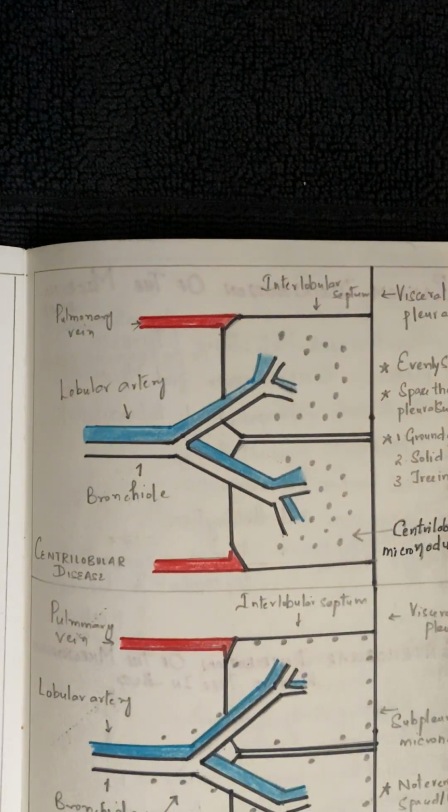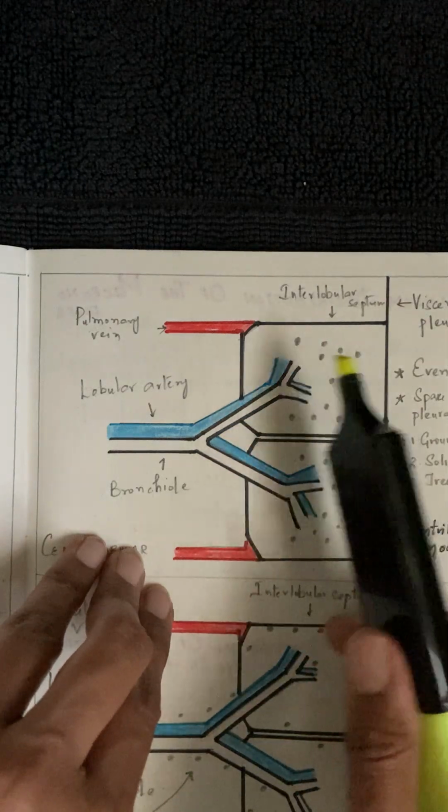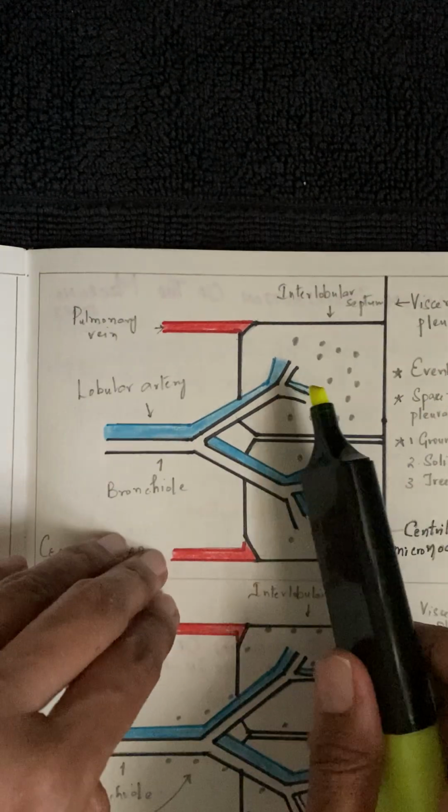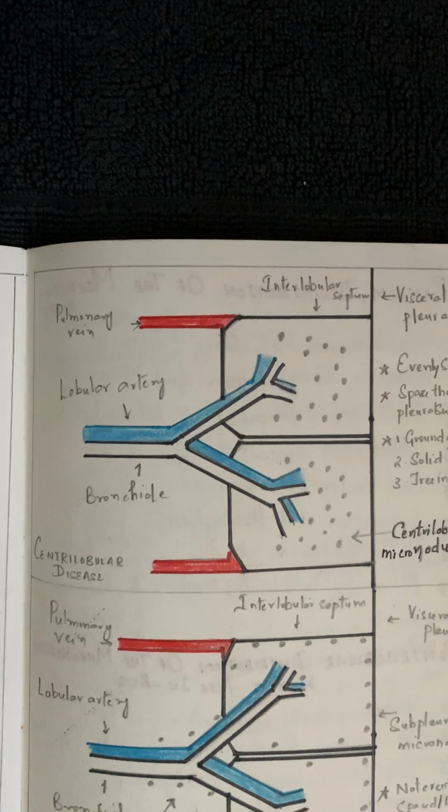and we have three patterns. They can present as a solid nodule, ground glass, or tree in bud appearance. So the centrilobular micronodules present in three patterns: ground glass appearance, solid nodules, or tree in bud appearance.